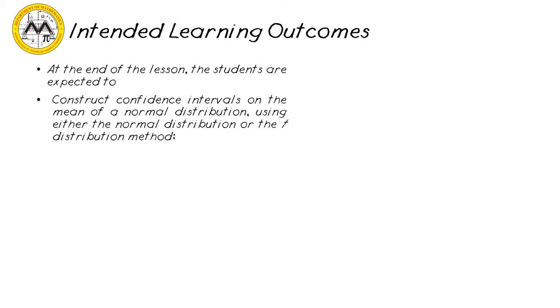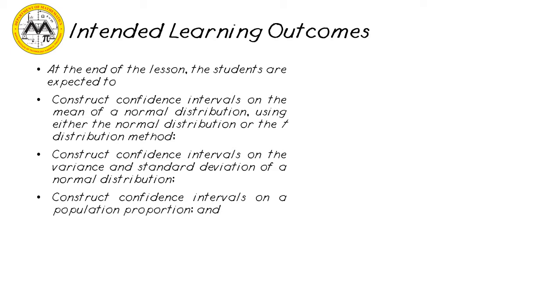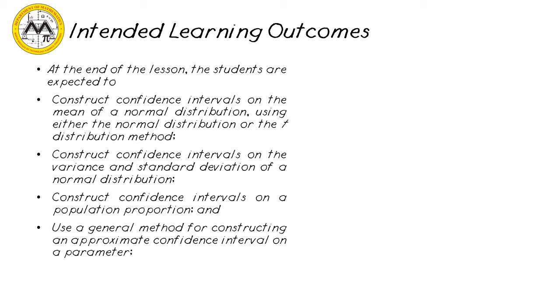So we're going to construct confidence intervals on the mean of a normal distribution using either the normal distribution or the t-distribution methods. Constructing confidence intervals on the variance and standard deviation of a normal distribution, construct confidence intervals on a population proportion, and use a general method for constructing an approximate confidence interval on a parameter.